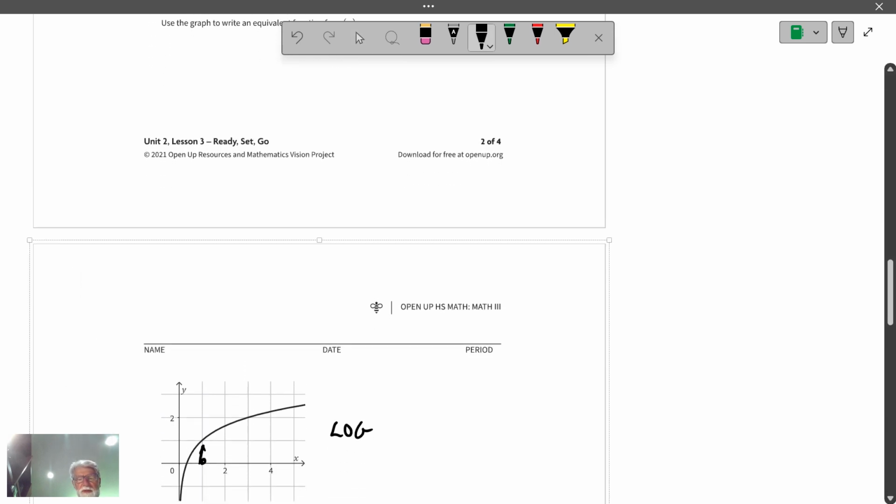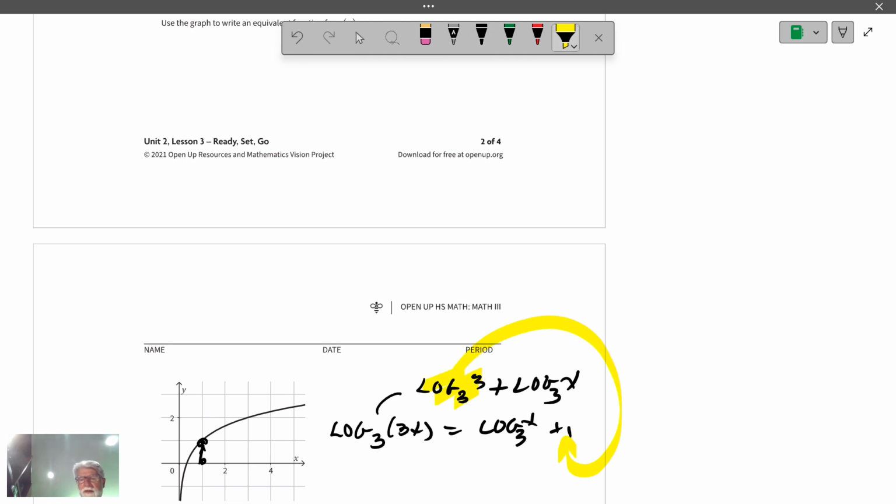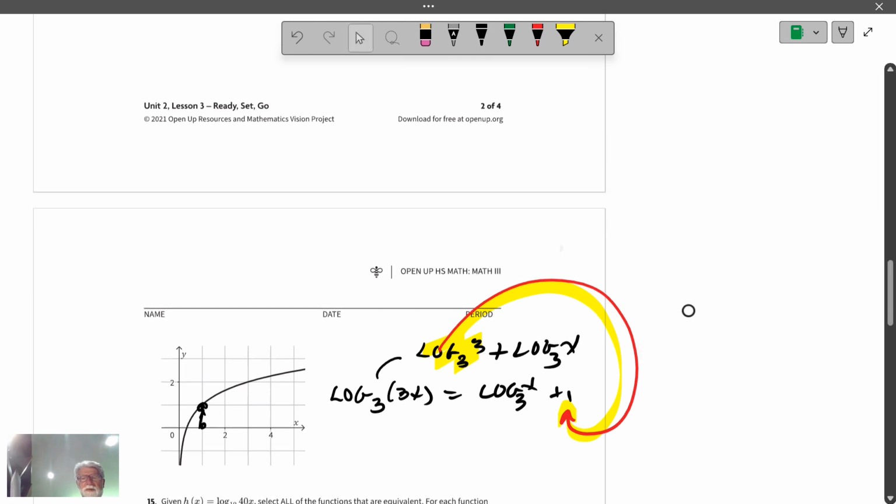What's the base here? It's still 3. The log of 3x is equal to the log of x in base 3 plus 1. And you can see that plus 1 right in there, because this becomes the log of 3 in base 3 plus the log of x in base 3. And again, here's the 1 right there. Okay, very simple.